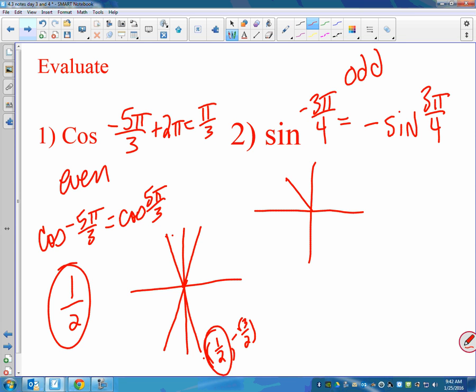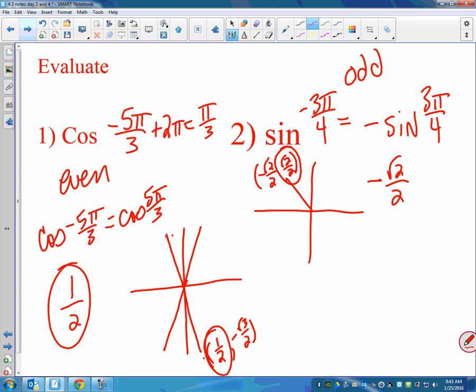And what's the ordered pair at the π/4? Yeah, that's my favorite one. Square root 2 over 2. In quadrant 2, that would be negative square root 2 over 2, square root of 2 over 2. And sine is which one, x or y? Sine is y, which is positive square root of 2 over 2. But because it's odd, you have to take the opposite of that. So you're going to take negative of sine of 3π/4, which means you should get negative radical 2 over 2. That's the idea of how you can use even and odd functions to help evaluate it.